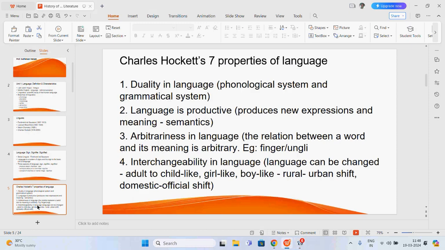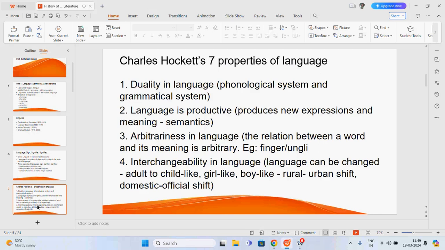Bullet point 3, arbitrariness in language. Language is extremely arbitrary. The relationship between a word and its meaning is arbitrary. Suppose I say finger, or I say pen, I say pencil. It is extremely arbitrary. Something else could be finger, right? What I call a pen could be something else. Why is a rose a rose? Shakespeare says, what's in a name? That which you call a rose will smell just as sweet by any other name. So language can be extremely arbitrary.